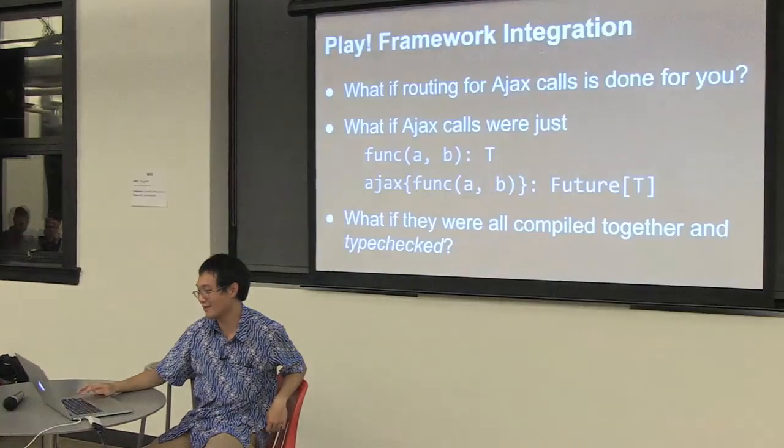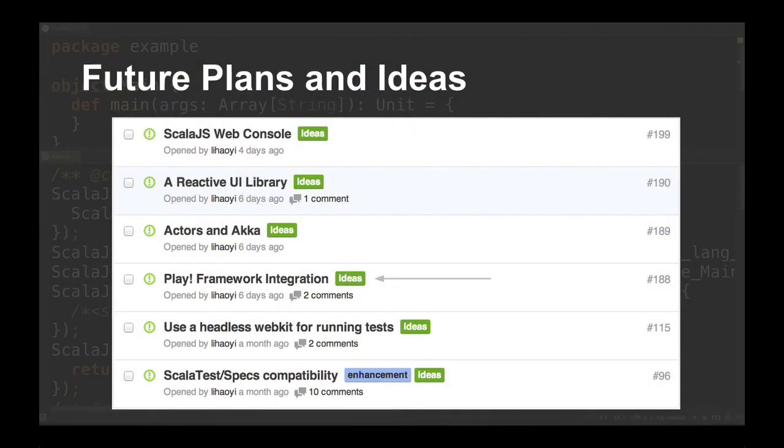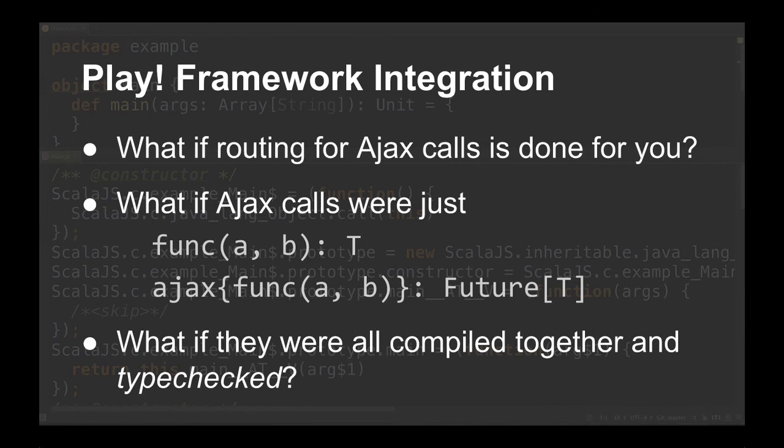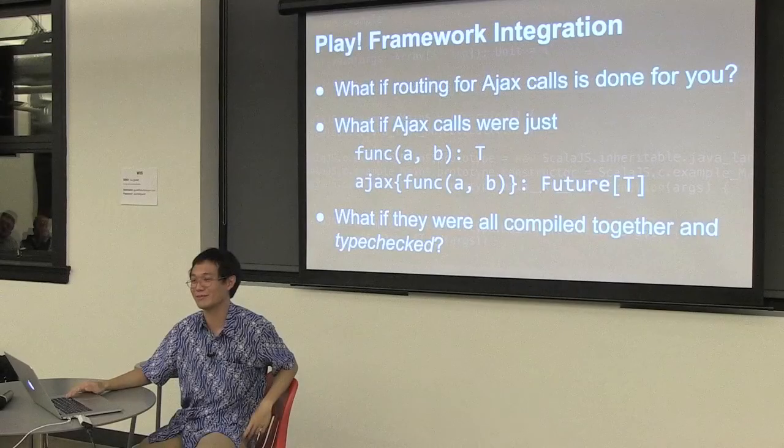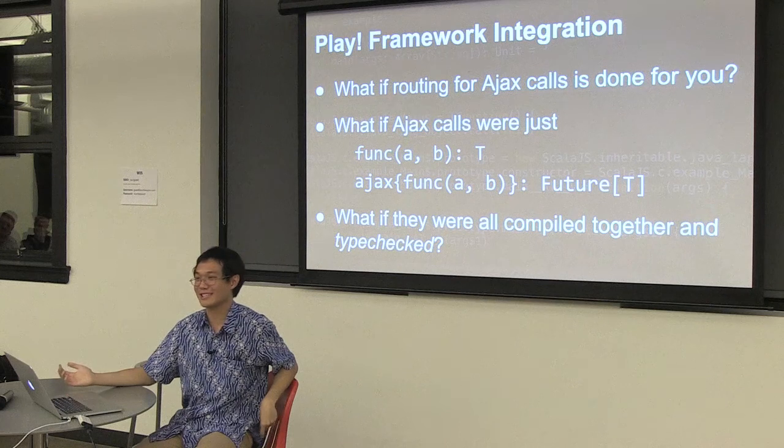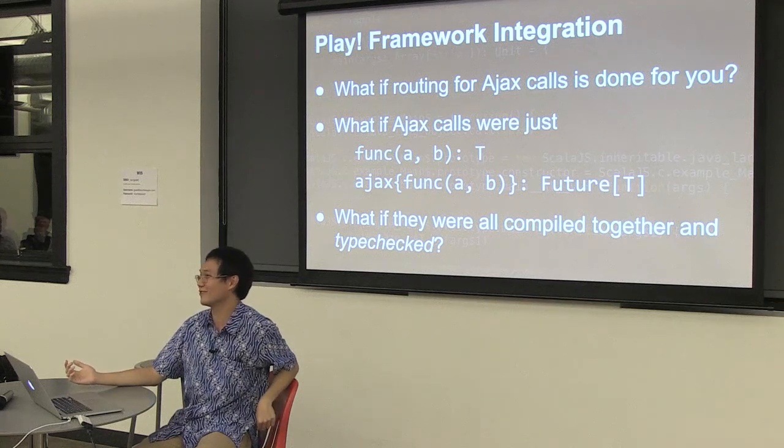Other ideas: Play framework integration. This is not done yet, this is just brainstorming. What if you could just wrap a function in an Ajax call, literally, and have it be automatically serialized and sent to a remote website? And what if your Ajax calls are all type checked? That would be super cool.